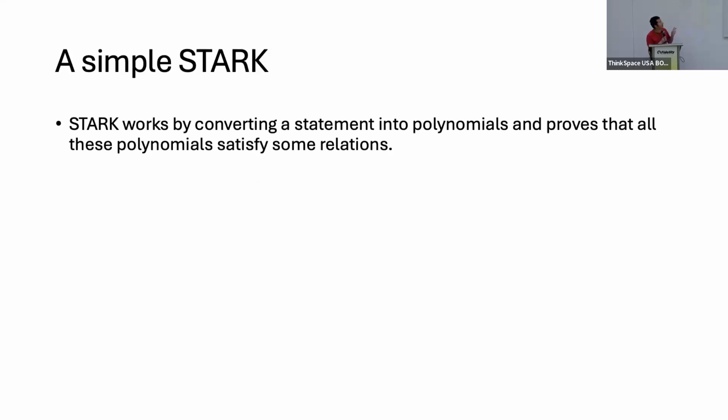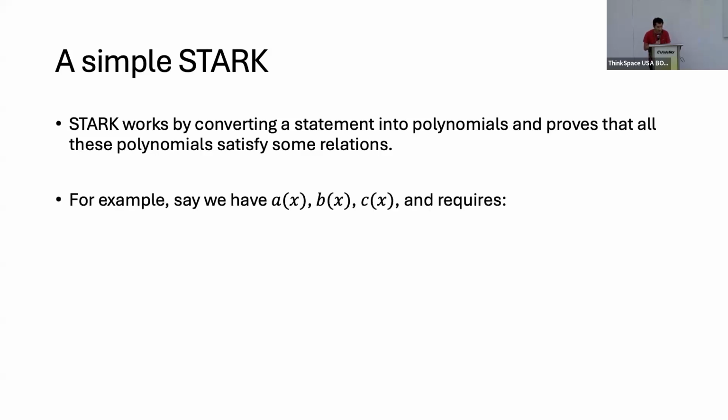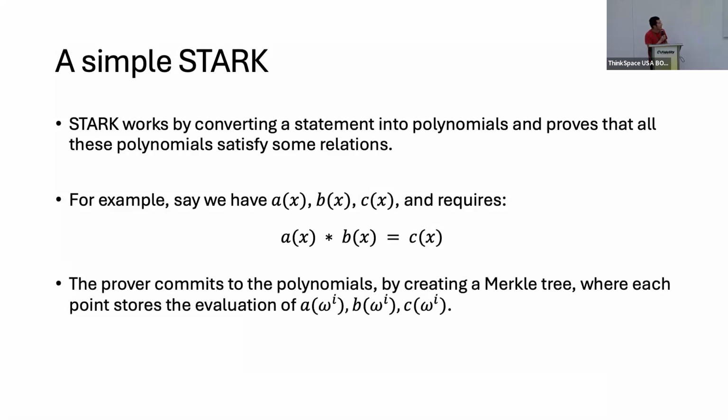Okay, so now I will give a very quick introduction about ZK. How ZK works is that you have a statement that you want to prove, you convert it into a number of polynomials, and you want to check that these polynomials satisfy some relationship. I can show you a very simple example. Let's say that you have 3 polynomials, A, B, C, and you just want to do a very simple test that A times B equals C.